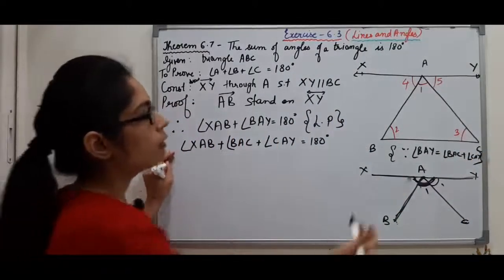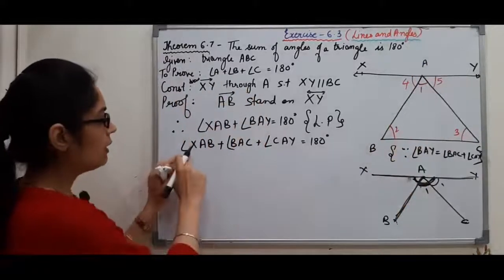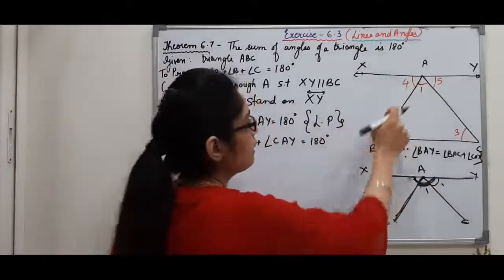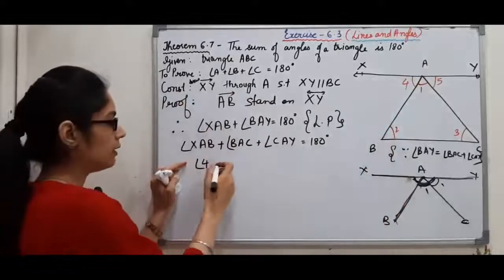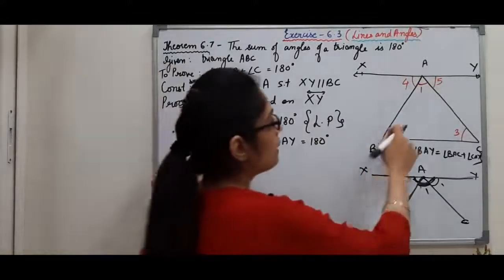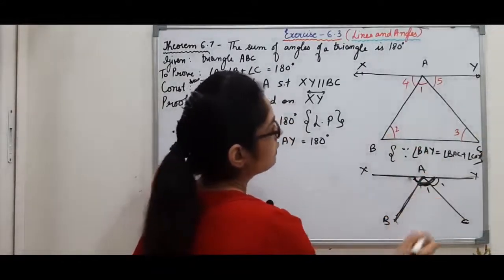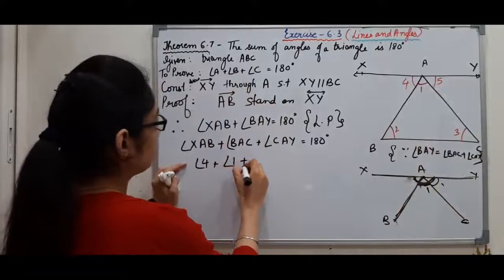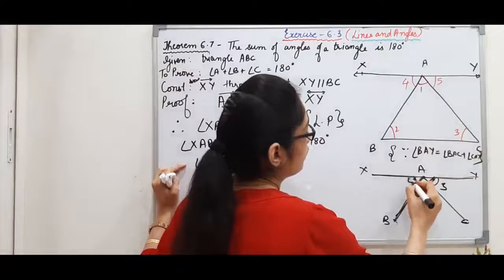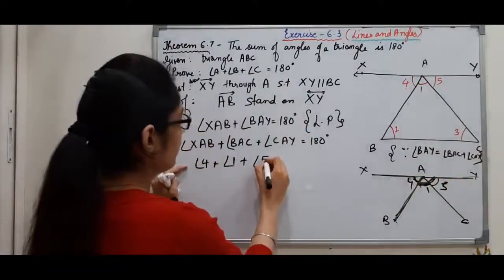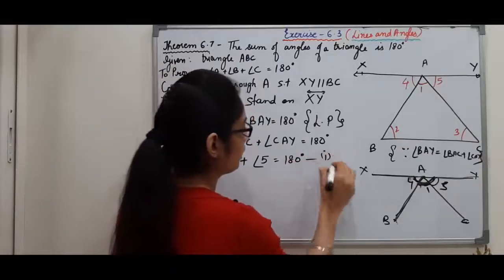Now, because I have given the names as angle 4, angle 1, angle 5, let's write down these values. XAB is equal to angle 4, so instead of writing XAB, we can write angle 4. Then angle BAC, you can see in this figure, I have given it as angle 1. Angle CAY is equal to angle 5. So angle 4 plus angle 1 plus angle 5 is equal to 180 degrees. Let's mark it as point number 1.